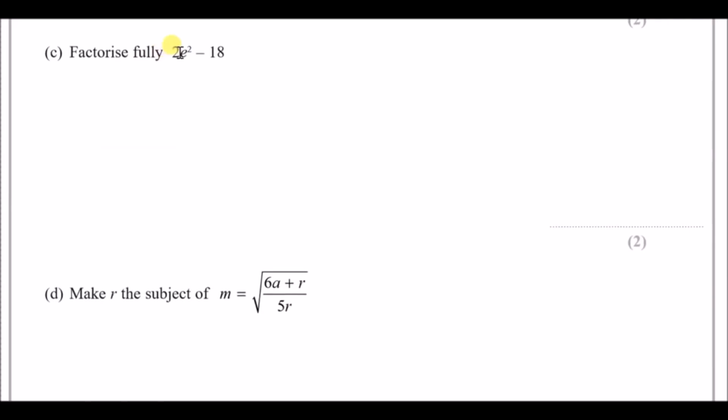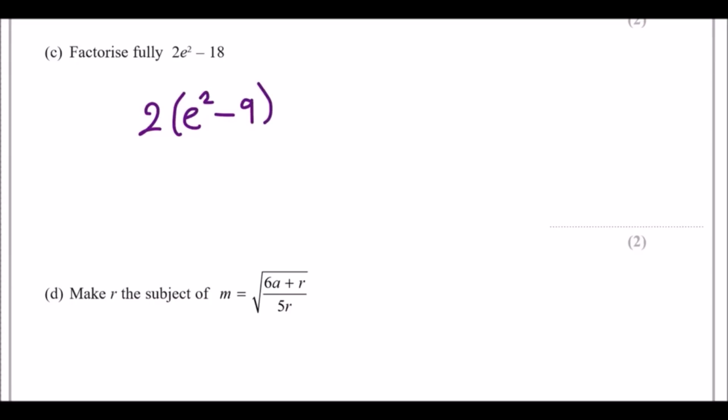Now, C. Factorize fully 2e squared minus 18. So let's have a look. When I use the word fully, it means it's probably 2 steps. The first step is to see any common factors. Well, they're both in the 2 times table, so divide this by 2. You're going to get e squared minus 9.